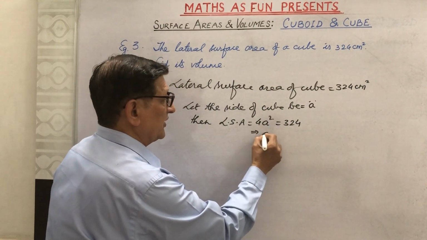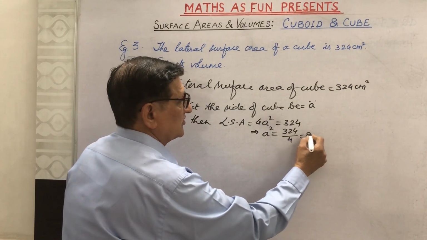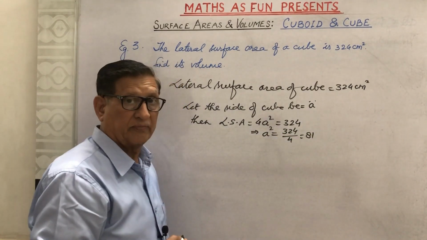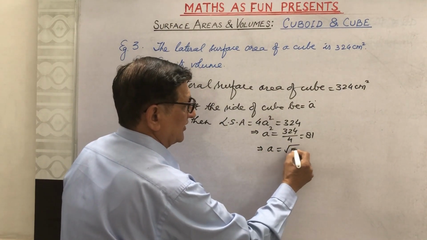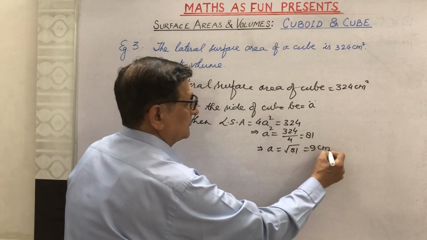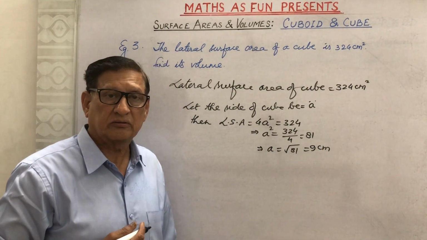It means what will be A square? That will be 324 upon 4, which is 81. So what will be A? It means A is root of 81, which is equal to 9 centimeter. It means the side of the cube is 9 centimeter.